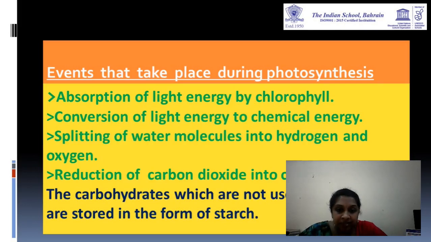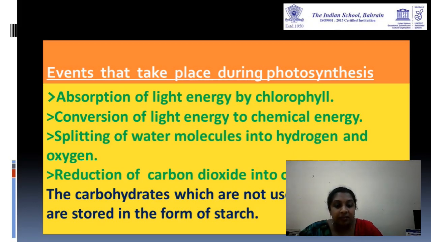The events that were mentioned earlier that take place during photosynthesis need not take place one after the other in all the plants. An exceptional case is the desert plant. In desert plants, the carbon dioxide that is taken in during the night time is used to form an intermediate, which is acted upon by the solar energy that is absorbed by the chlorophyll during the day.